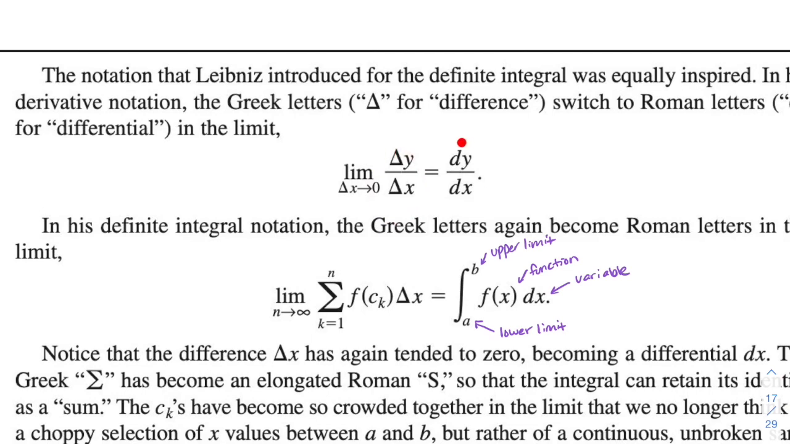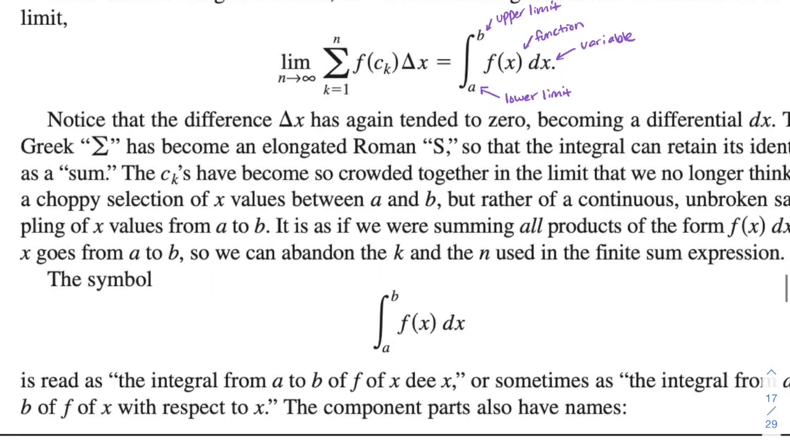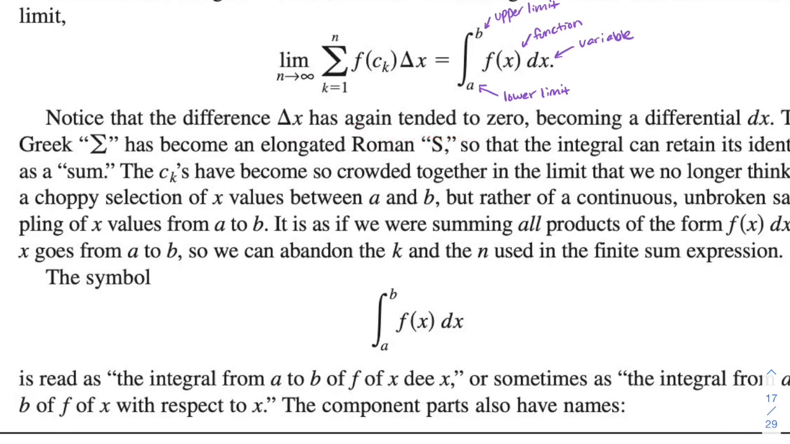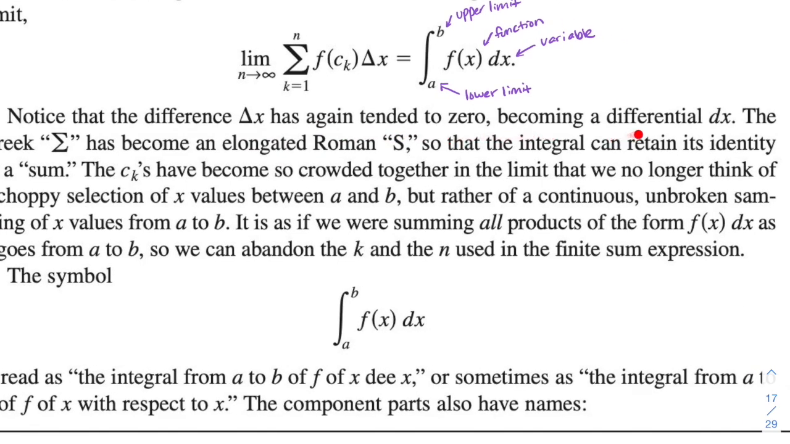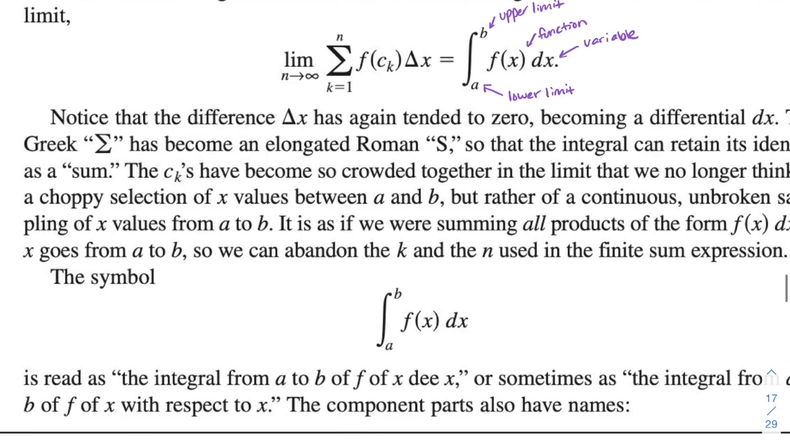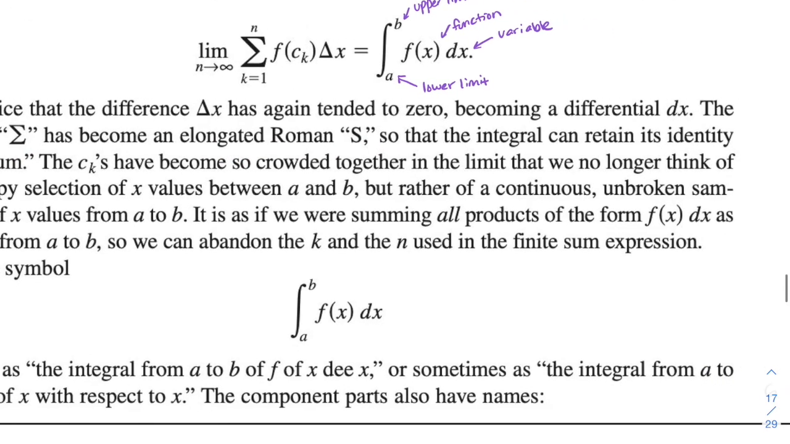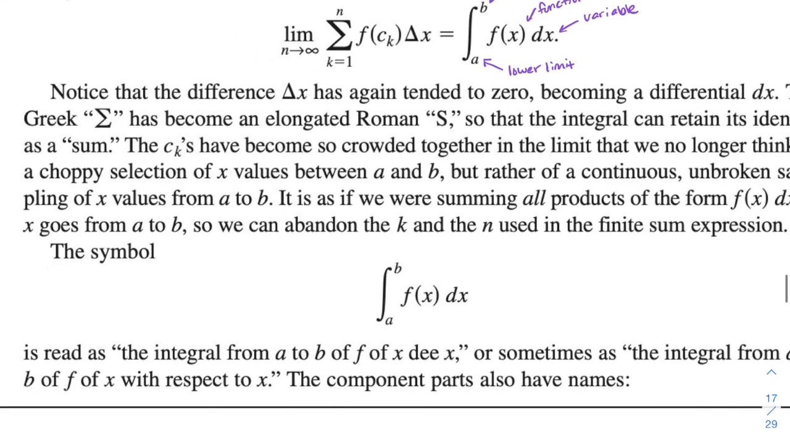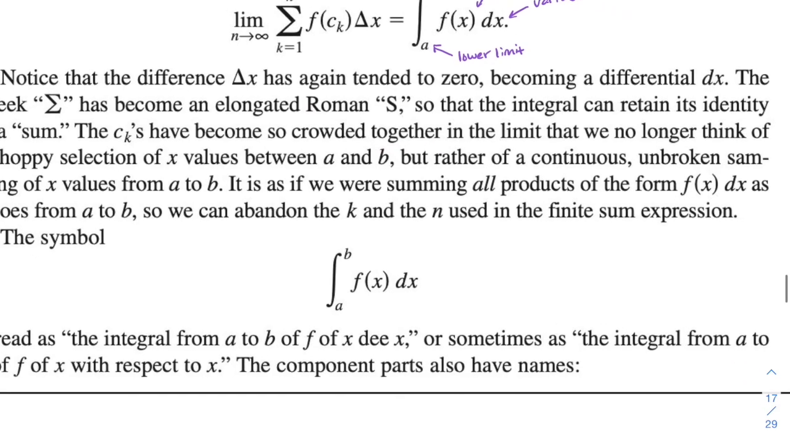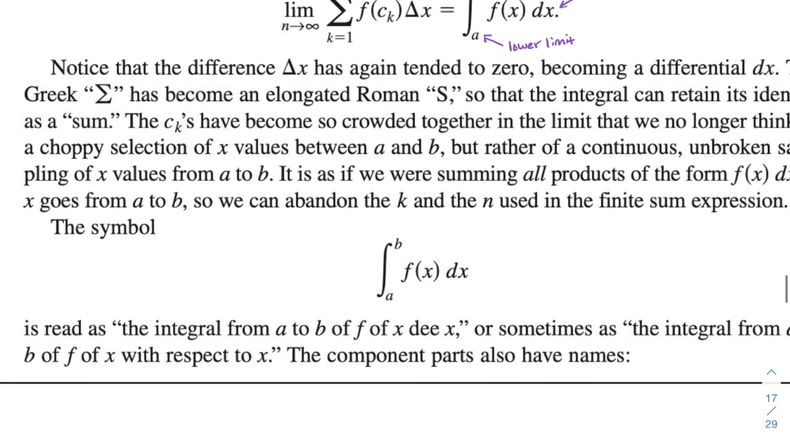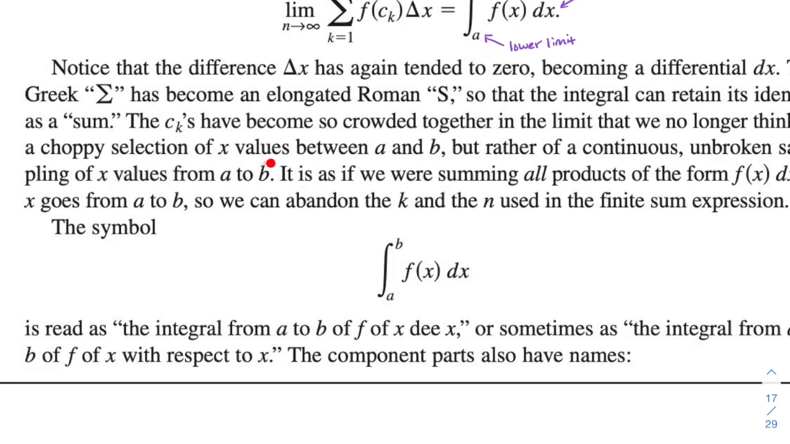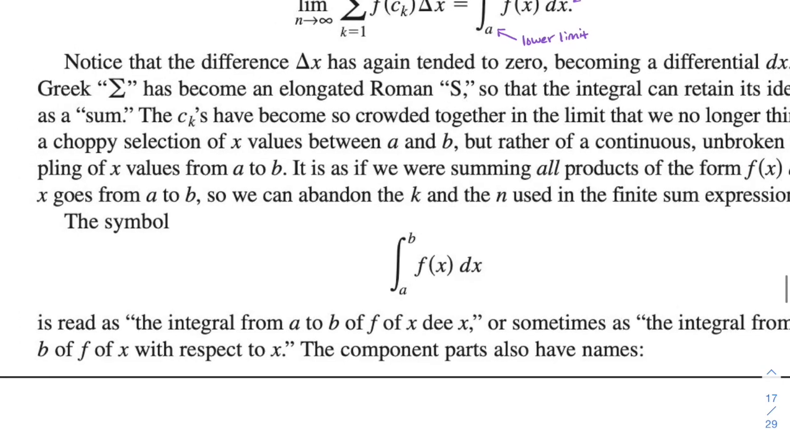So dy dx, you see here, was when the limit of the differential approached 0. Notice the difference. Delta x has again tended to 0, becoming a differential dx. The Greek letter sigma has become the elongated Roman s so that the integral can retain its identity as a sum. And the ck's have become so crowded together in the limit that we no longer think of a choppy selection of x values being between a and b, but rather a continuous, unbroken sampling of x values.